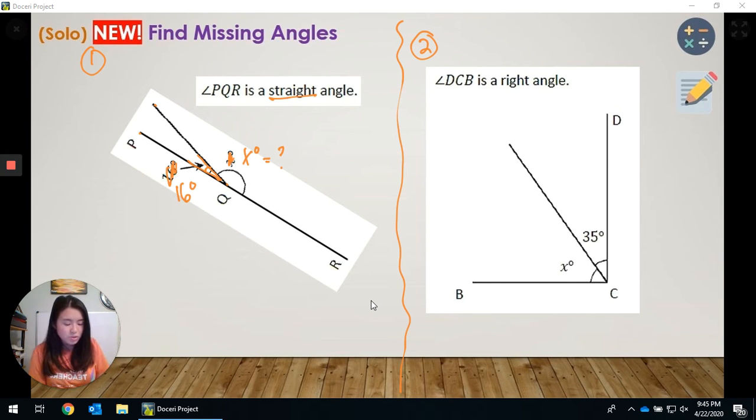And then for number 2, it says angle DCB is a right angle this time. It says the angle on the bottom is X, that's our missing angle, and then the angle on the right is 35 degrees. Okay? Good luck. I'm not going to count you down for this one, so go ahead and pause the video, finish questions 1 and 2, make sure you check your answer, and then unpause it so that we can go over and see if you got them right. Okay? Go ahead and pause in 3, 2, 1, and pause.